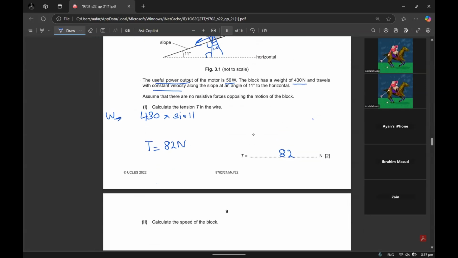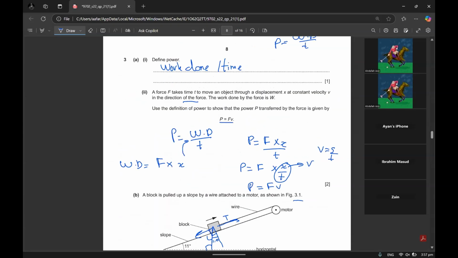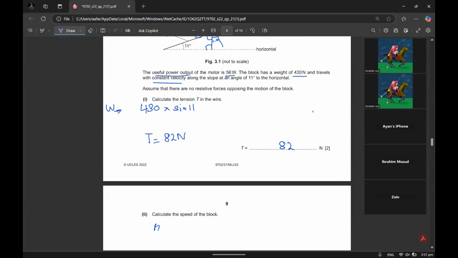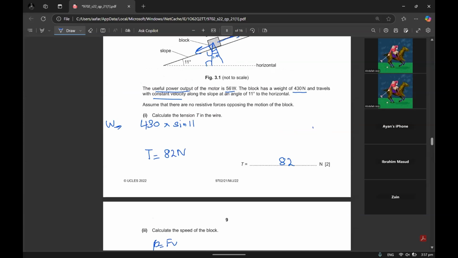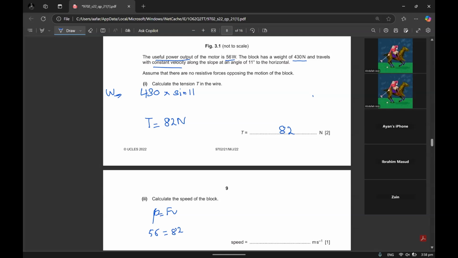Calculate the speed of the block. We derived in the first question, part A, that P is equal to Fv. We have the power, 56 watts, given in the question, and the tension is basically the driving force, right? So it's 82, and then we get 0.68 meters per second.